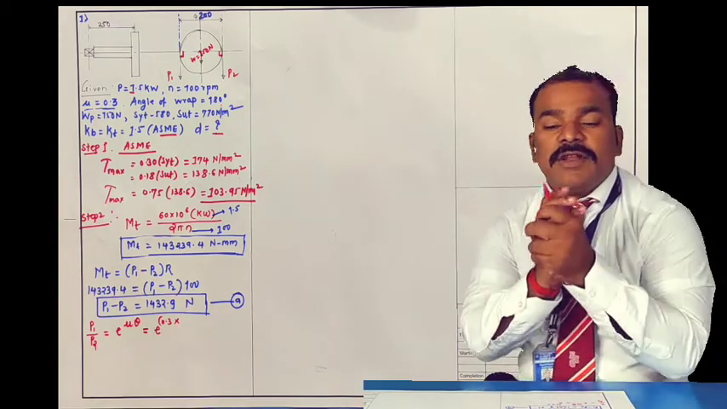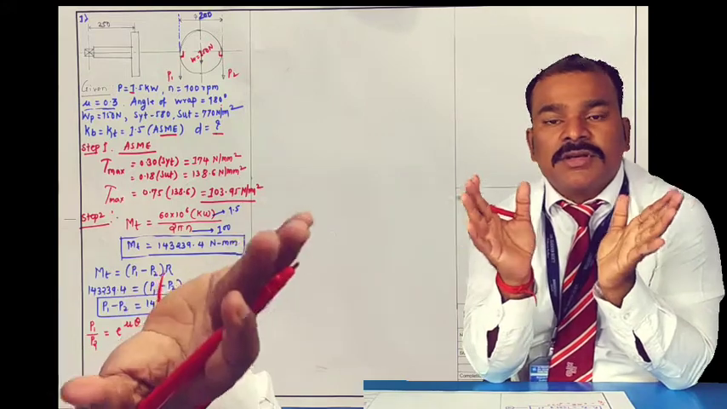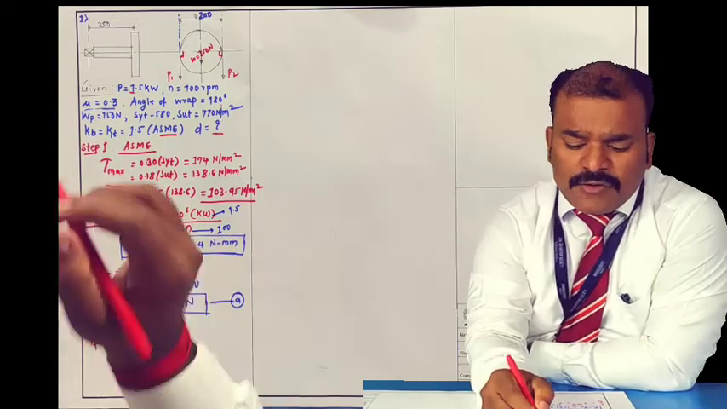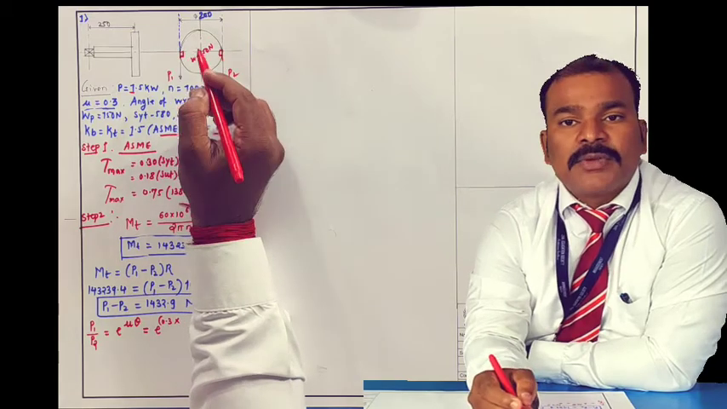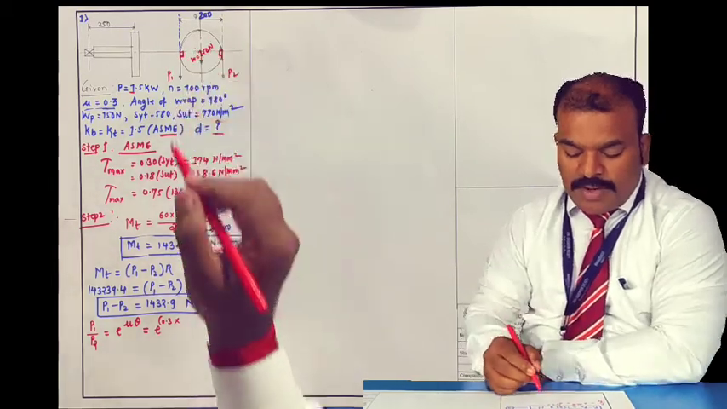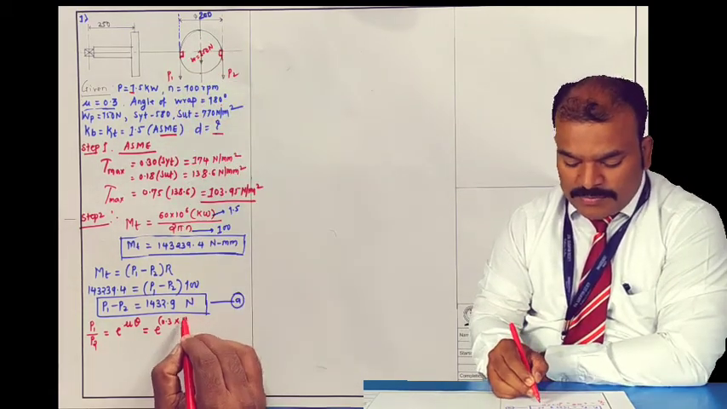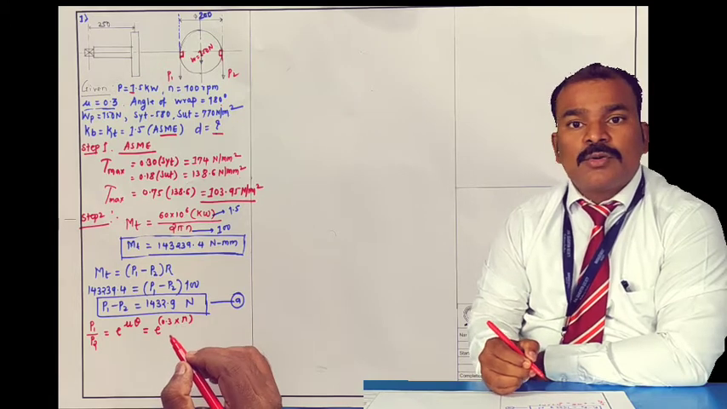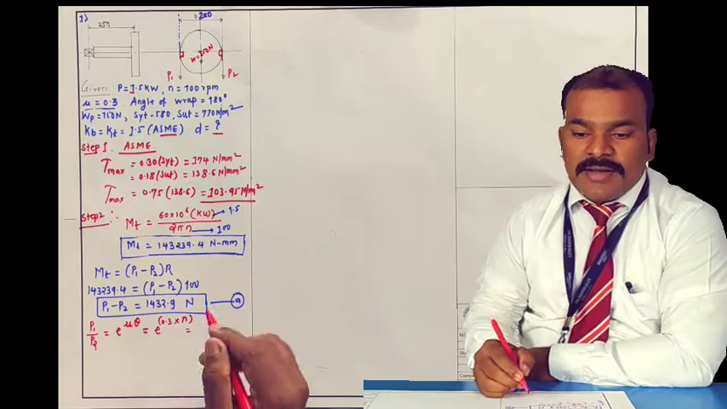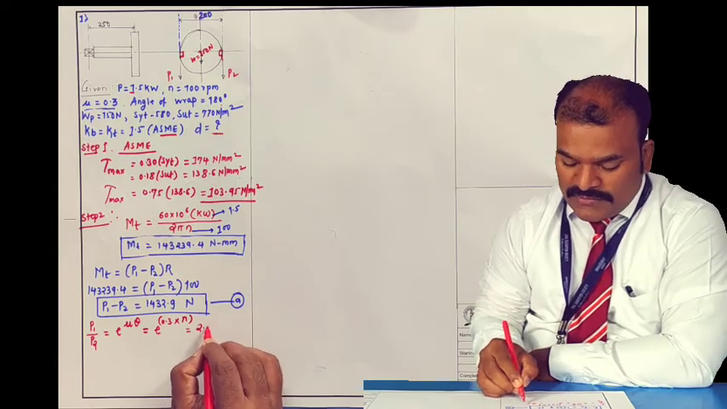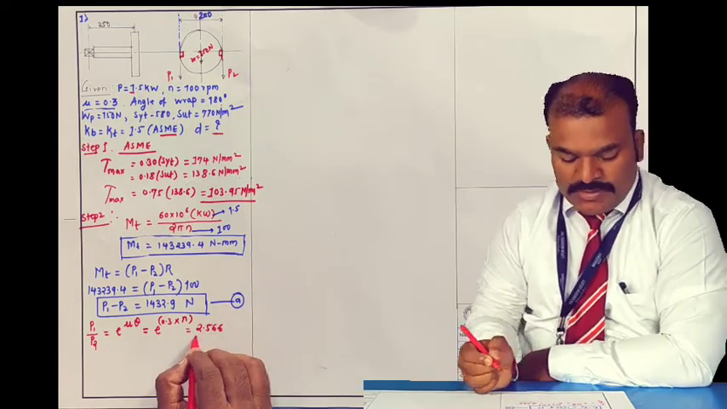Now what theta will we have to take, that is a very important question. See, angle of wrap, 90 plus 90, they have given 180. Correct? 180 means what? It is pi. So I'll write it is pi. Through which I'll get e raised to mu theta is around 2.566. This will be the value.